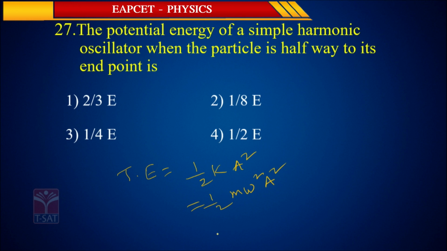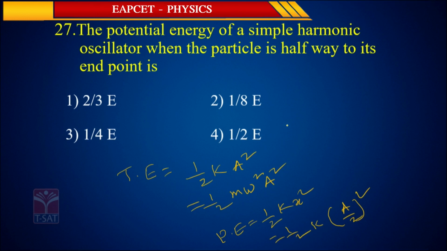But the potential energy is 1 by 2 k x square, children. Total energy is 1 by 2 K a square. Potential energy is 1 by 2 k x square. What is the value given in this question? The potential energy of a simple harmonic oscillator when the particle is halfway to its end point. The x value you substitute as a by 2, a by 2 whole square.